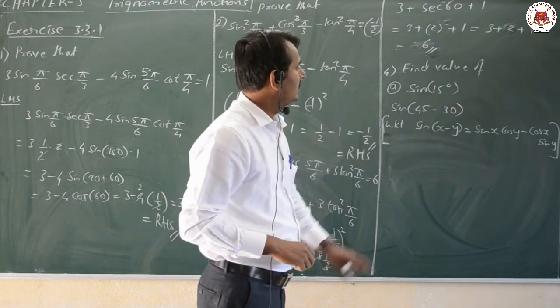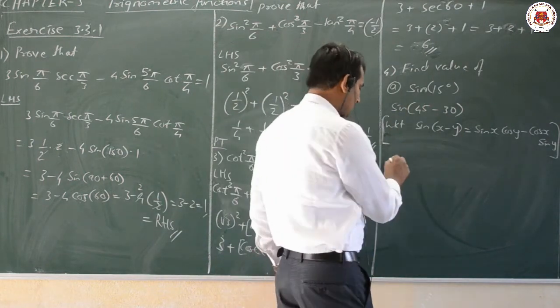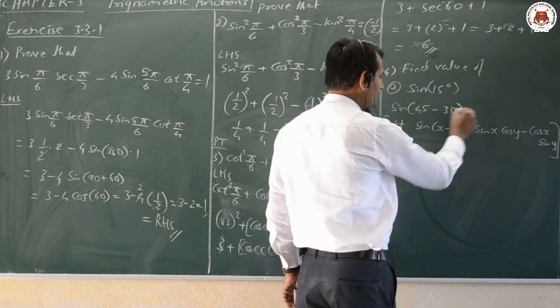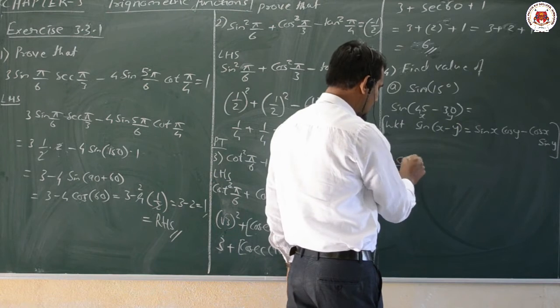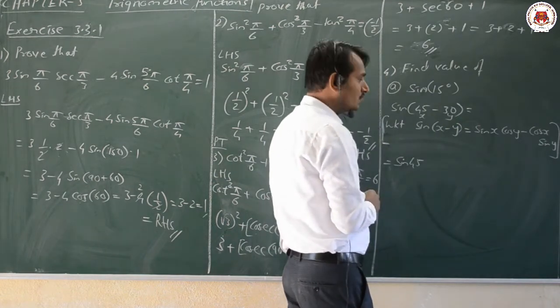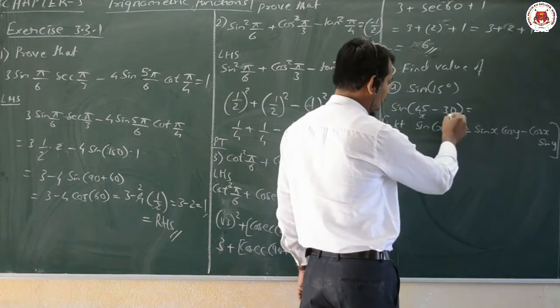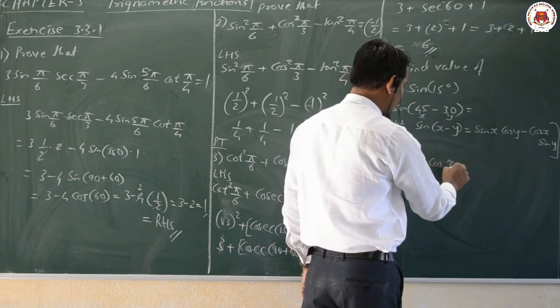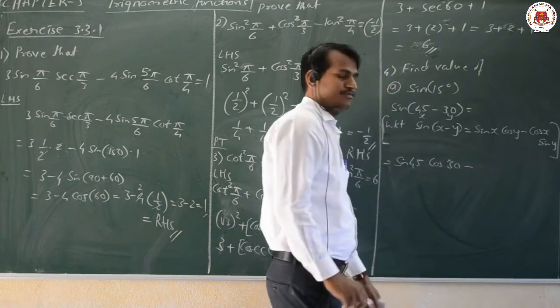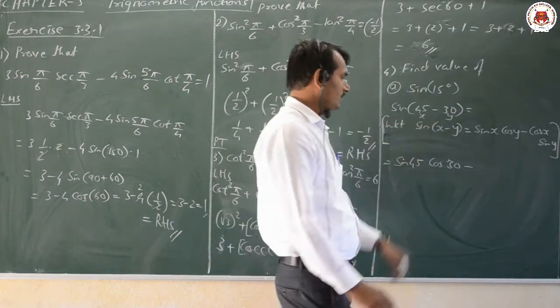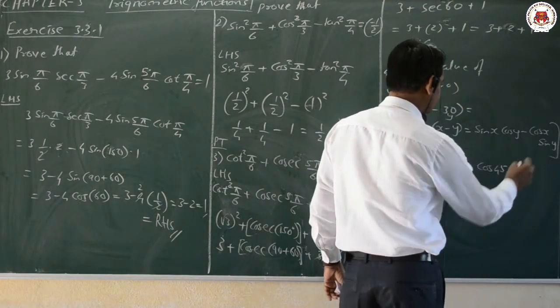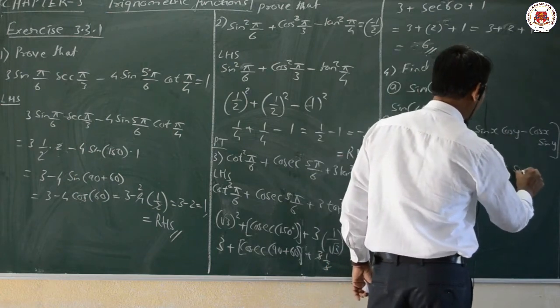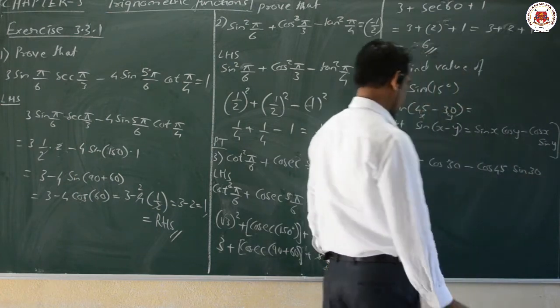Now depending on that, here I will make use of the formula, where it is x and it is y here. Sin x is nothing but sine of 45. Okay students, next we have cos y, that is cos of 30 degrees, minus cos x, that is cos of 45. Then here sin y is nothing but sin of 30 degrees.